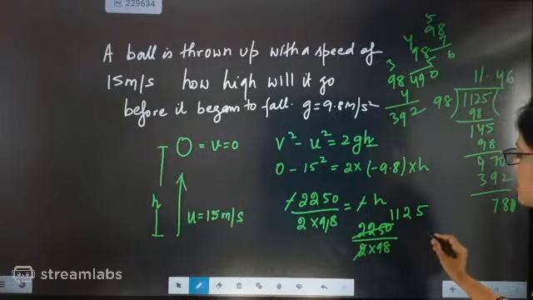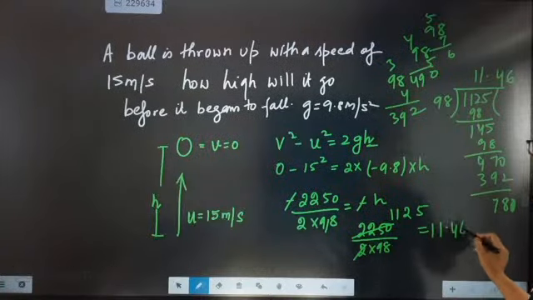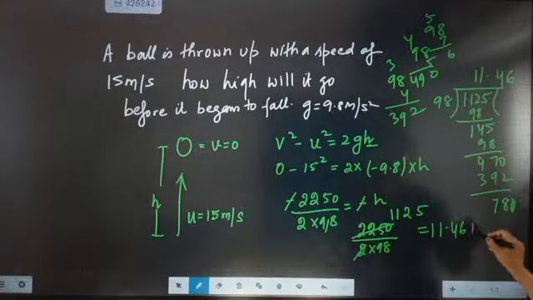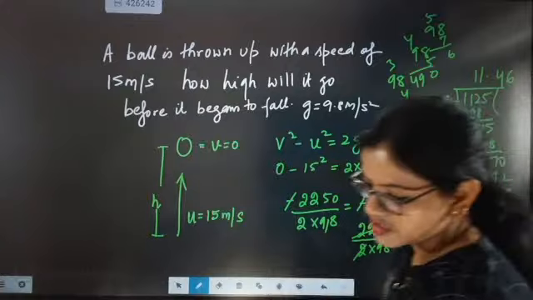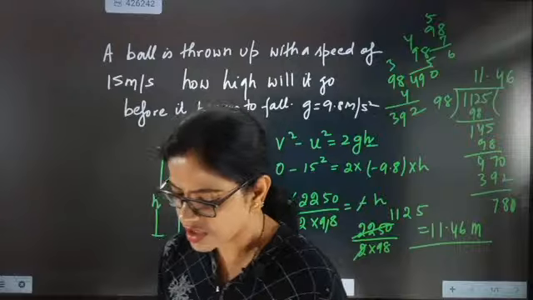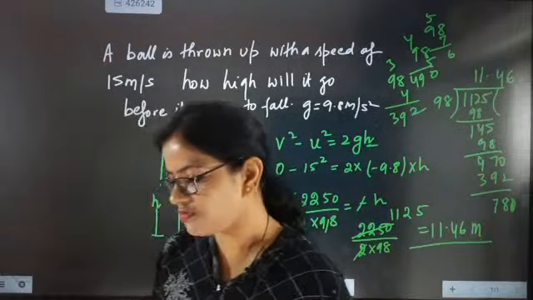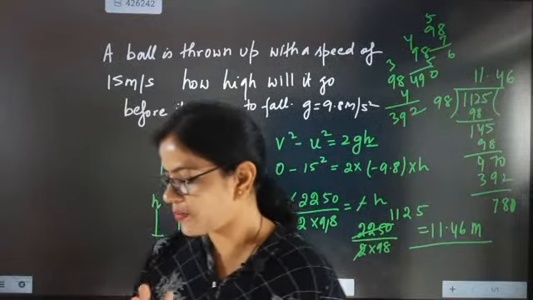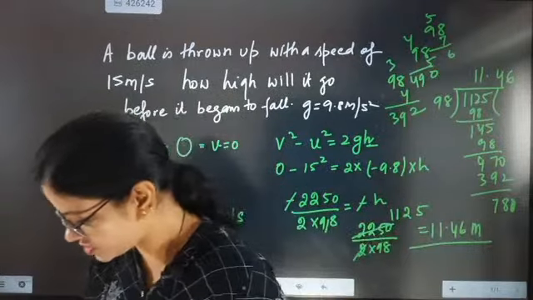So approximated 11.46 meter it will reach. 11.46 or 47 meter it is going to reach. Okay, 11.46 or 47 meter it is exactly going to reach. Approximated height it will reach is that much.